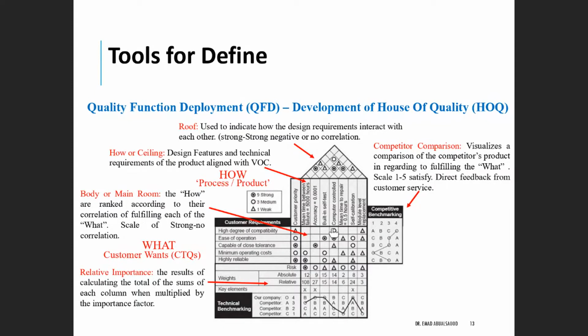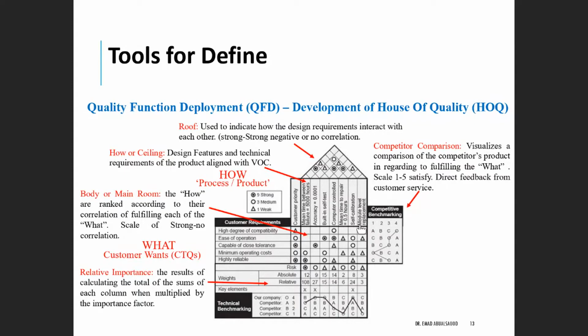requirements. This one here, in the main room or the main body, is the relationship between the technical requirement and the customer requirement. So the customer requirement like high reliability is depending, definitely and obviously, on the mean time to failure, and the relation between them is strong. But you can see that the computer controlled shows a weak relationship with the high reliability.